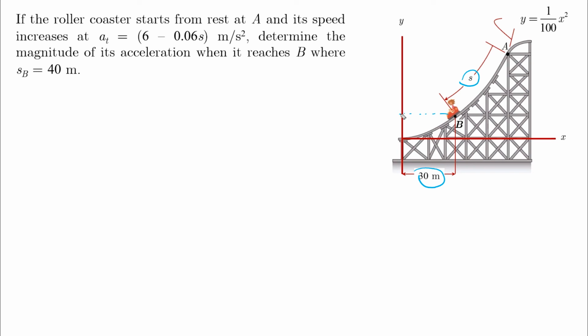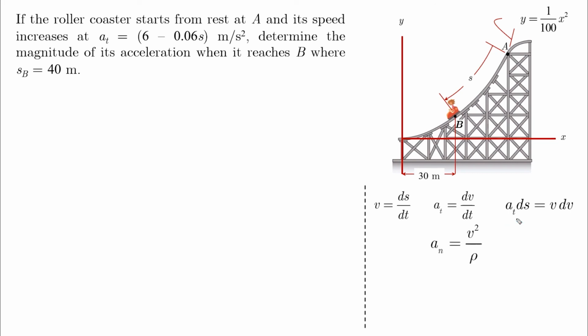Okay, so going back to the definitions, we can use v, which is ds over dt. We can use the definition of at, which is dv over dt. And we also need to use ads equals vdv because a is given as a function of s. In addition, since we're moving within a curve, we need the normal acceleration, and the question is asking for the magnitude of acceleration, which is the square root of at squared plus an squared.